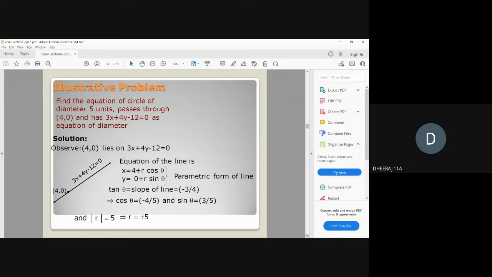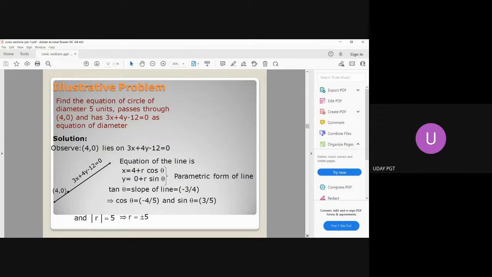Find the equation of the circle of diameter 5 units that passes through the point (4, 0), and has 3x plus 4y minus 12 equal to 0 as the equation of the diameter. The equation of the diameter is given, and the point lies on the diameter, which is also given.